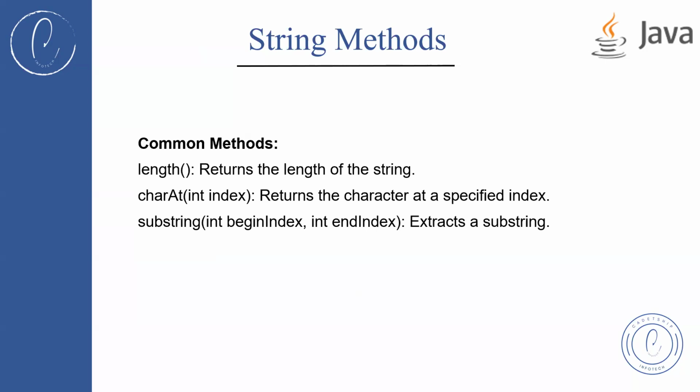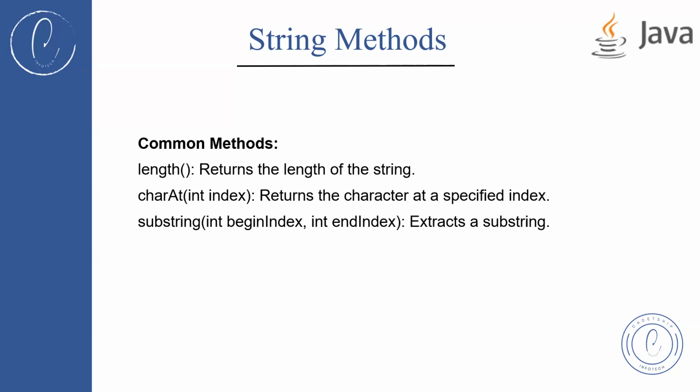Then we have charAt. The charAt method returns us the character at a specified index. We pass a specific index as a parameter to this method, and when we run it, we get the output of what character is present in our string at that specified index.